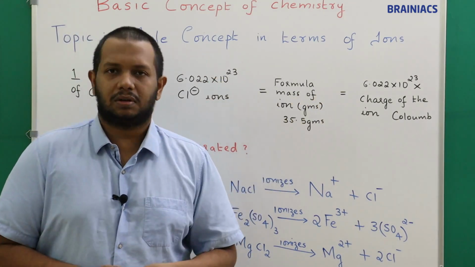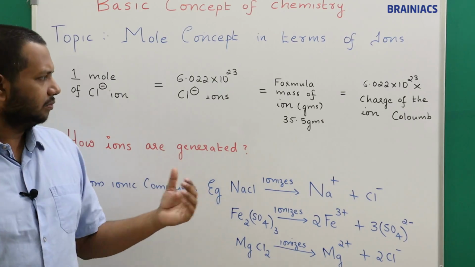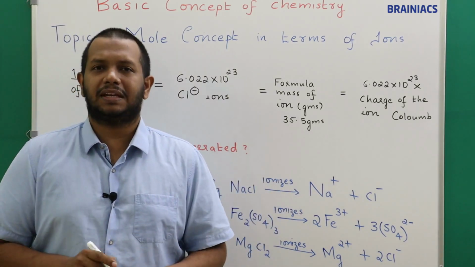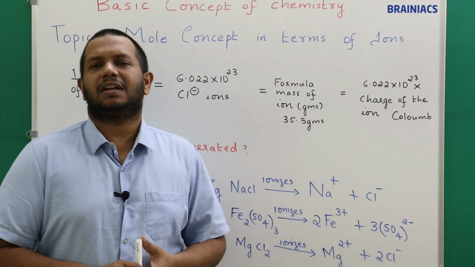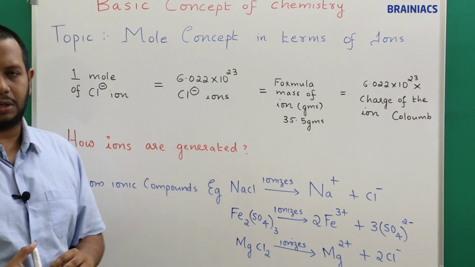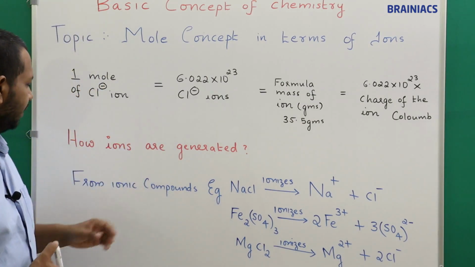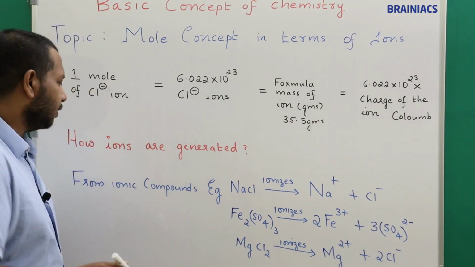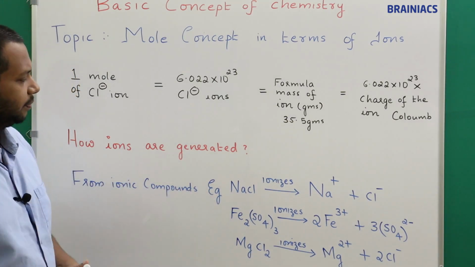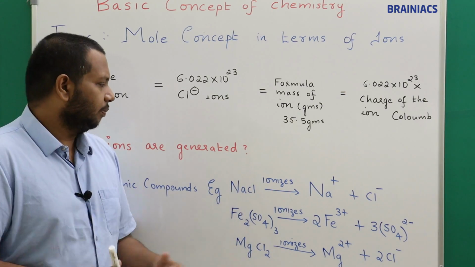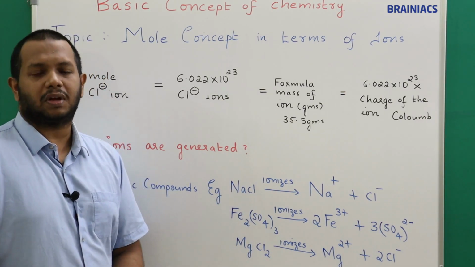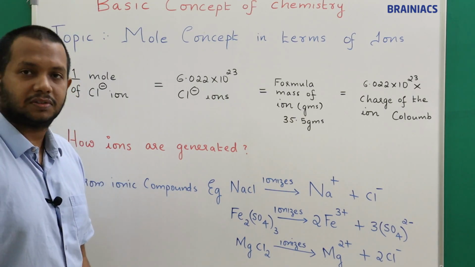Very, very important. Now, before going into the calculation, I want you to know how ions are generated and how we write them. So the question is how ions are generated. The straightforward answer is from ionic compounds. I am taking different ionic compounds, for example sodium chloride, the most popular ionic compound. We are learning it from class 8 onwards, correct?